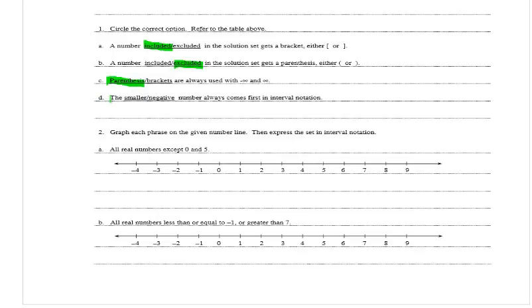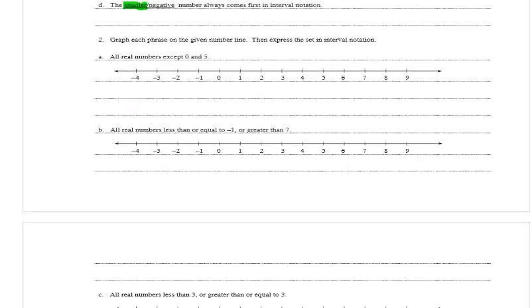In D, we have the smaller or negative number always comes first in the interval notation. That's going to be the smaller number. Our set may not necessarily have a negative number. So now let's take a look at some examples.